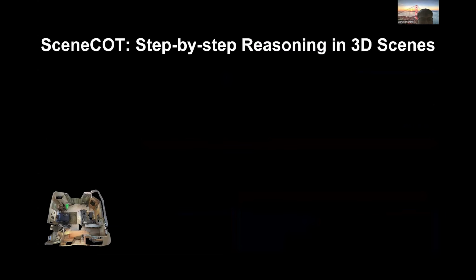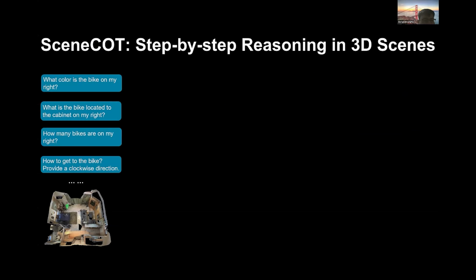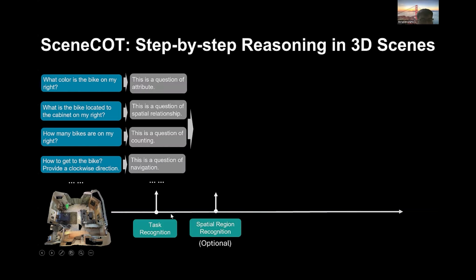So in this page, I will show how our framework really works and how it is trained. Given a 3D scene and diverse questions, the first question is an attribute-related question, and the second is a spatial relationship-related question, and the third one is a counting-related question, and the last one is a navigation question. Then our model will first recognize this question type.